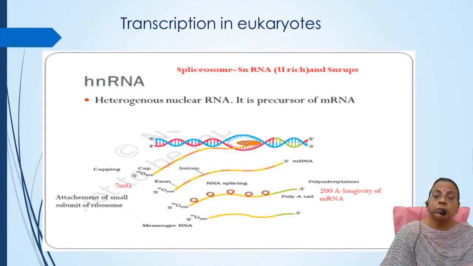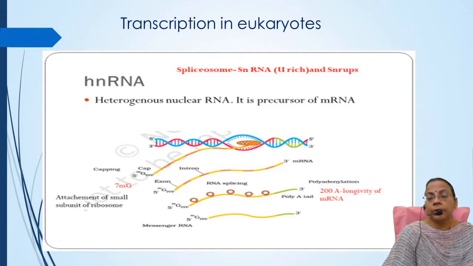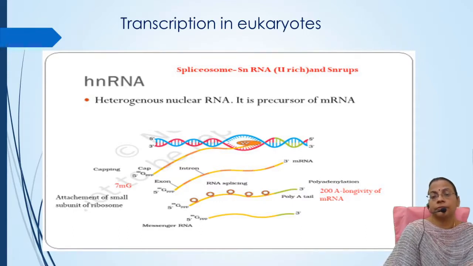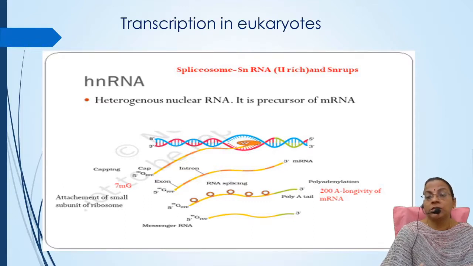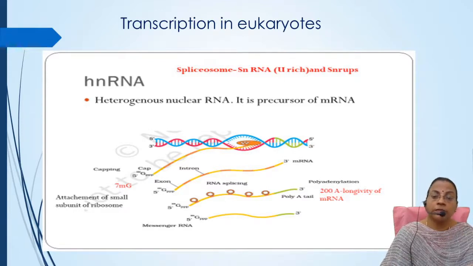Now we'll move on to the eukaryotes, where there are small changes. In eukaryotes, the RNAs which are formed will undergo modifications, post-transcriptional modifications. The first formed RNA we'll call heteronuclear RNA. It is in the nucleus. From there, it has to pass on to the cytoplasm, because in eukaryotes there is a distinct compartmentalization between nucleus and cytoplasm. Whereas in prokaryotes, there is no compartmentalization, just a nucleoid region, and there itself the translation will start. So transcription and translation are coupled together within the prokaryotes because there is no compartmentalization.